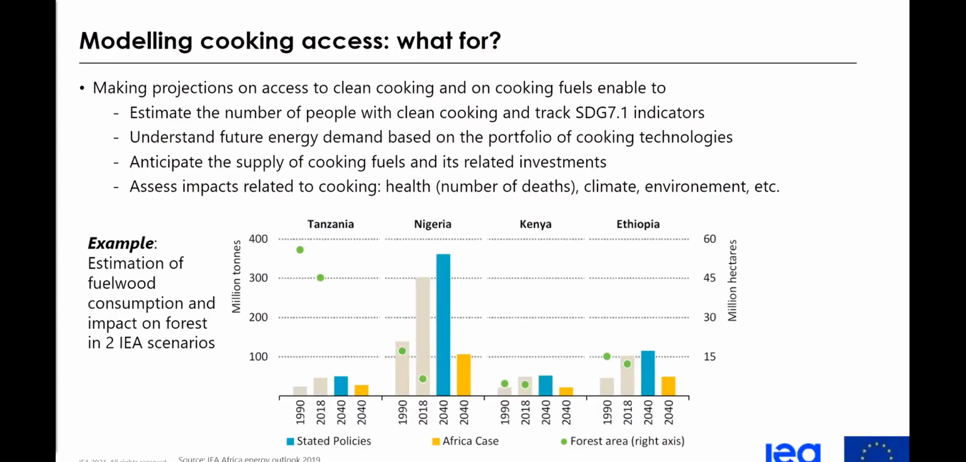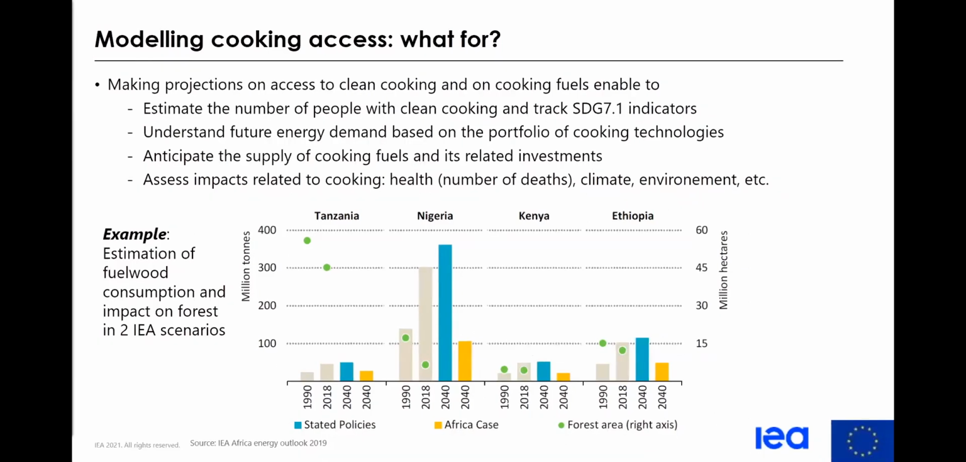This is an example of fuel wood consumption and its impact on forests based on two IEA scenarios. The stated policy scenario is the scenario that is based on countries' announced policies, and the Africa case, it's a new scenario that achieves the continent's inclusive and sustainable vision for accelerated economic and industrial development, accompanied by the achievement of full access to electricity and clean cooking. Fuel wood consumption up to 2040 in the stated policy scenario keeps increasing in all these countries, and the forest keeps depleting. If we don't do anything, the impact on the environment will be terrible.